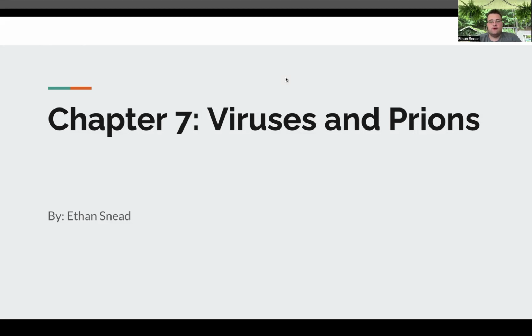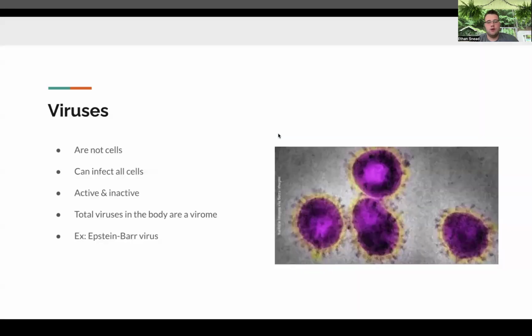Today we are going to be covering Chapter 7 from our textbook. This chapter includes information about viruses and prions. To begin, we're going to start discussing viruses. First and foremost, viruses are not cells, but they are a unique group of biological entities and they can infect every type of cell.